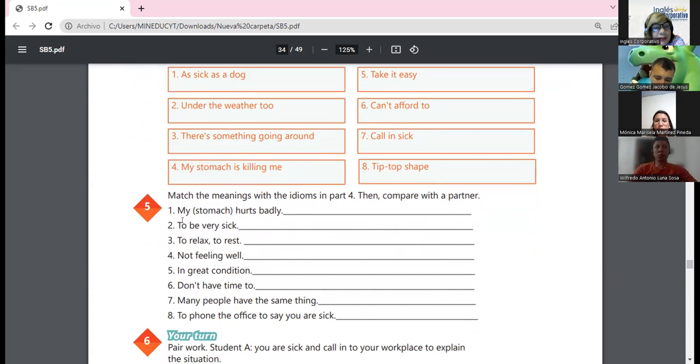Okay, here you have the definition of what is the meaning of the idioms. What you are going to do is try to write what you think the idiom is. For example, you say, my stomach hurts badly. What can it be? As sick as a dog, under the weather, there is something going around, my stomach is killing me, take it easy, can afford to, calling sick, tip-top shape. What do you think? Tell me.